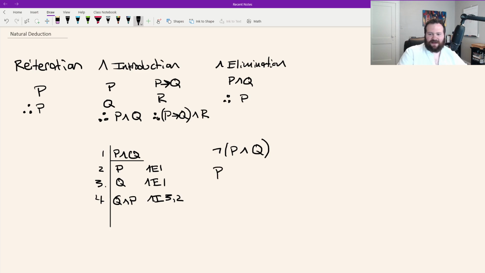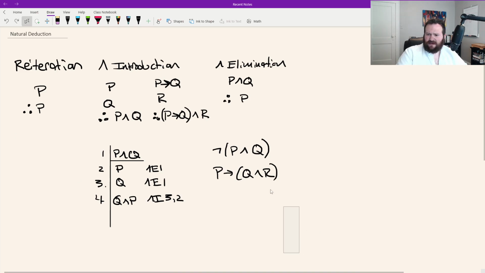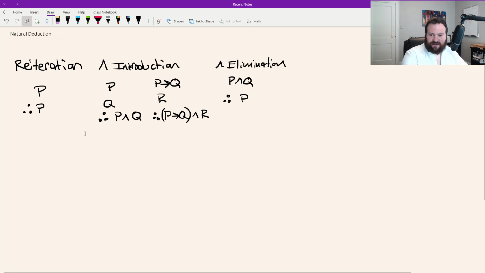Similarly, if you had something like if P, then Q and R, you cannot do anything with that conjunction because the main connective is a conditional. You should be looking at conditional rules, not conjunction rules. Okay? All right. Now, these three rules are fairly simple: reiteration, conjunction introduction, conjunction elimination. Most people get them pretty quickly, right? The next rules we're going to discuss can be a little trickier.